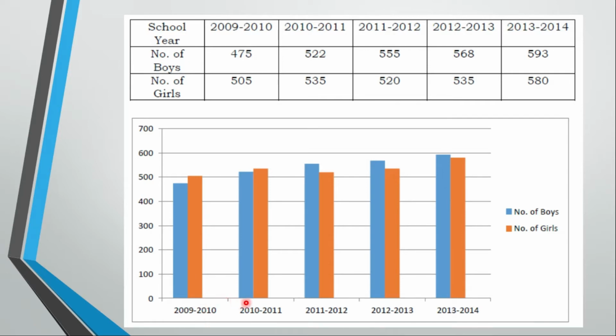Noong 2010-2011, mas marami yung girls. And now we can see that the highest number of students were in the year 2013 and 2014. Dito na. Wherein yung number of boys ay 593, which is near to 600, at same with the girls, 508, which is near to 600 also. But the number of boys is greater than the number of girls. And that's how you interpret a bar graph.